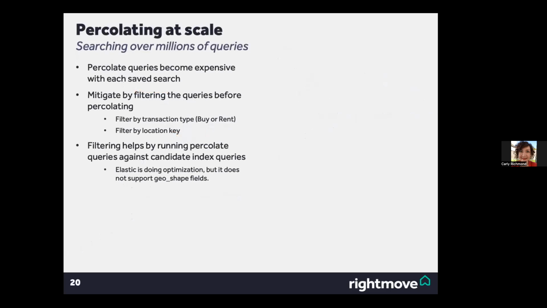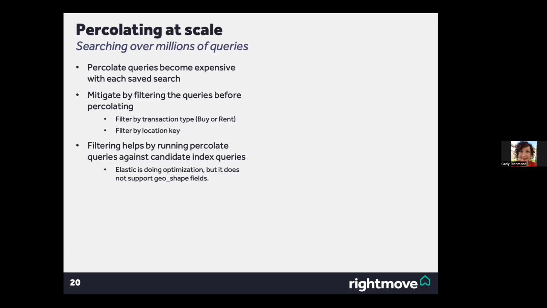Yeah, so far so good, but things become difficult when you do them at scale, right? The same is the case with Percolators as well. The Percolator is essentially a query that is saved, and whenever a new document comes in, you run it against each and every query. Now, if you think about our use case, we have 5.8 million searches, and we would start running every property that comes to market against 5.8 million queries. That's not going to be good. The Elastic cluster will not be happy with us, right?